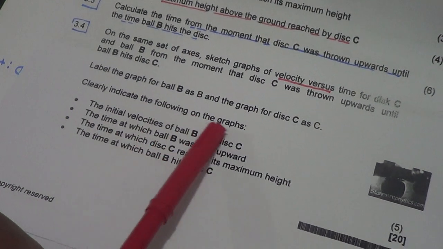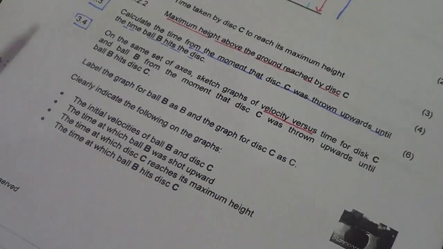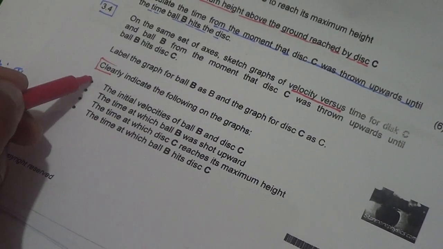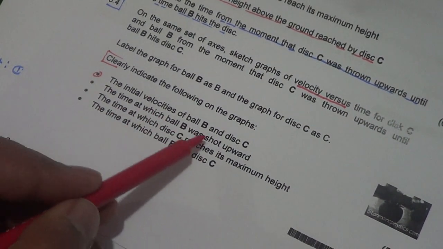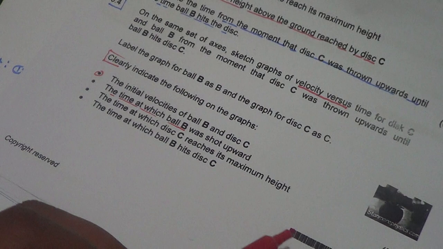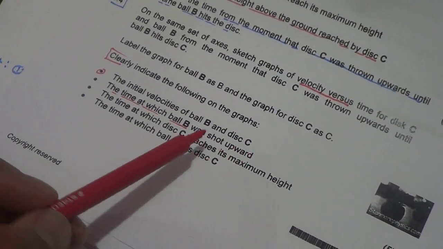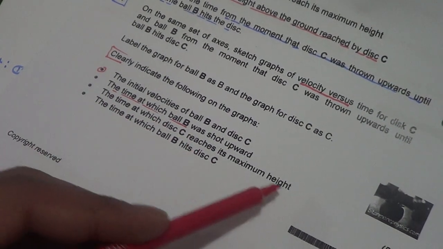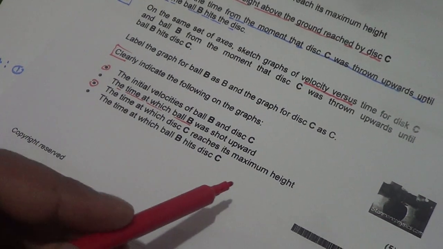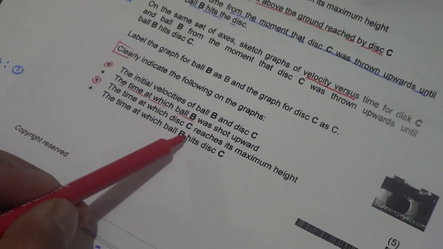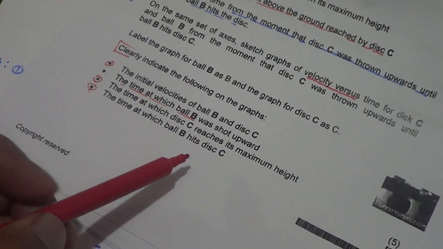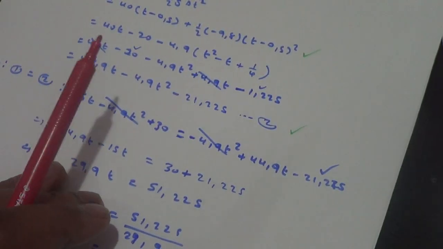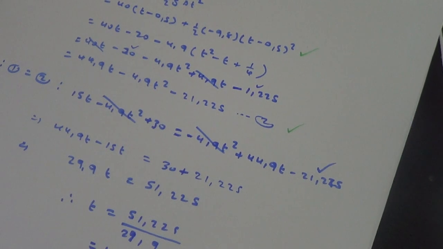Now, clearly indicate the following on the graph. There's a set of rules that you need to make sure you are including. The initial velocity of both. The time at which ball B was shot upward, you need to show it. That is time zero for sure. The time at which disk C reaches its maximum height, that's also fine. The time at which ball B hits disk C, again, we can deal with that because that's the time we just calculated.